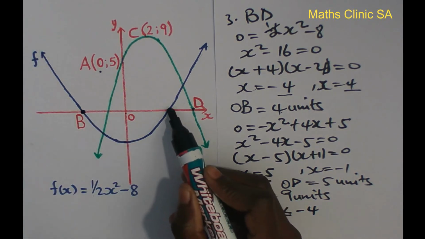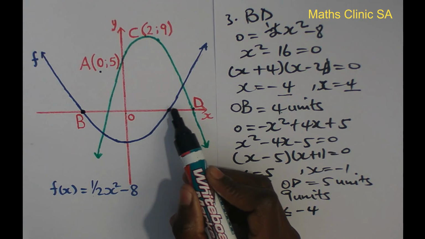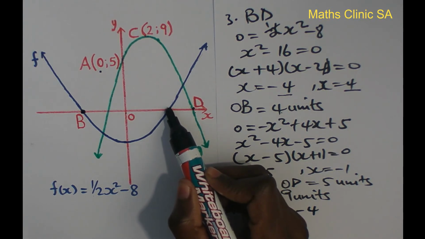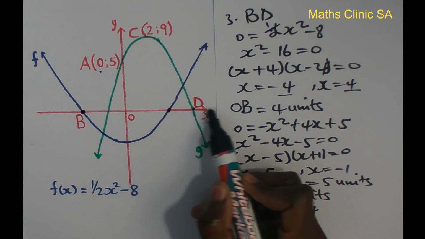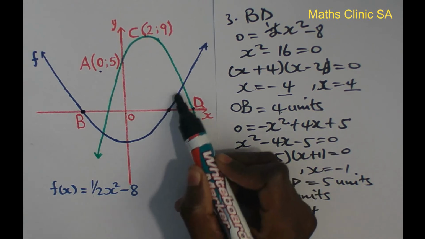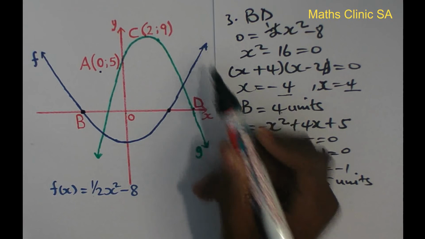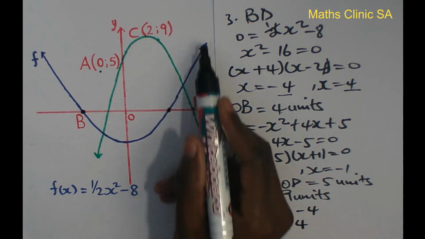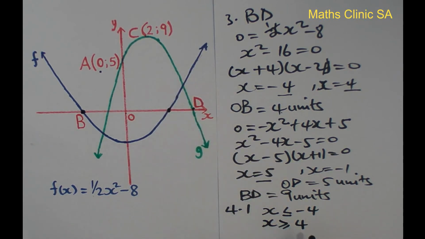And also on this side, the x value is 4 and the y value is 0 at 4. For x values greater than 4, looking on this side, the y values are greater than 0. So for x equal to or greater than 4, the graph will be 0 and greater than 0. So I hope this is clear.